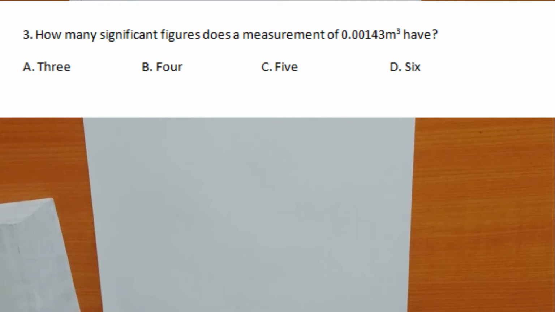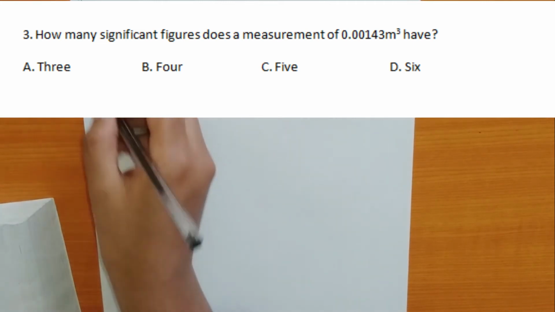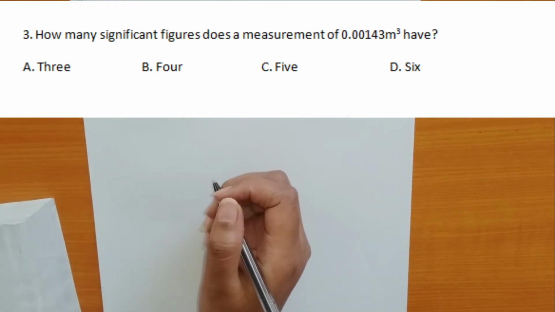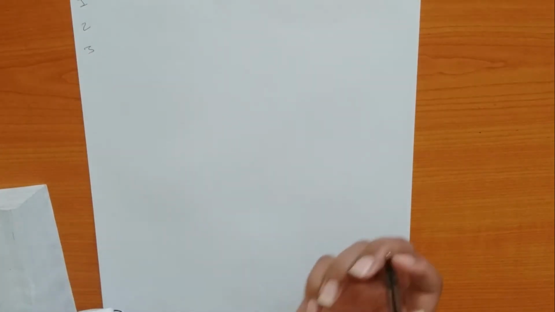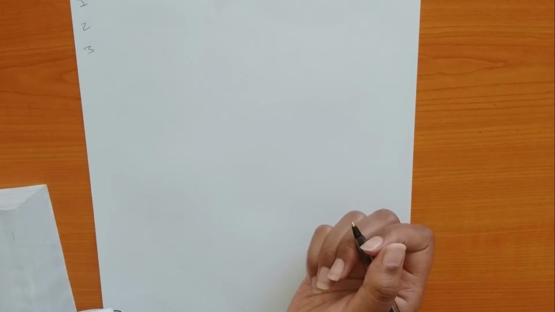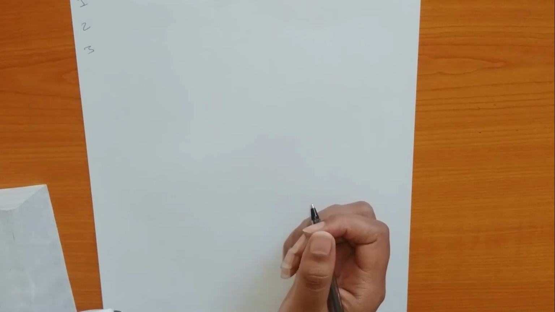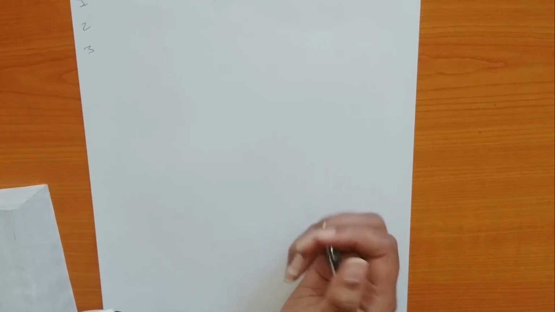Number 3. How many significant figures does a measurement of 0.00143 meter cubed have? A. 3. B. 4. C. 5. D. 6. First, what is significant figure? Significant figures are the digits of numbers that are meaningful in terms of accuracy or precision. They include any non-zero digits and zeros between non-zero digits; zeros before non-zero digits are not significant. So our answer is A. 3.